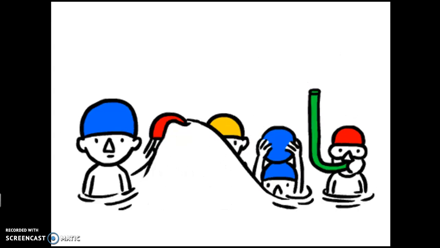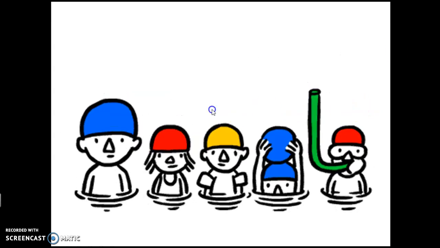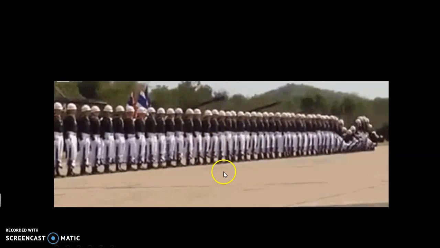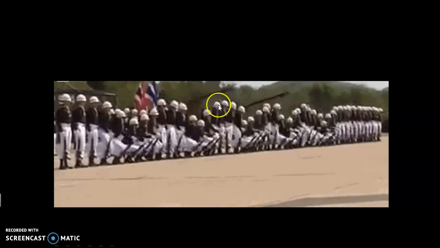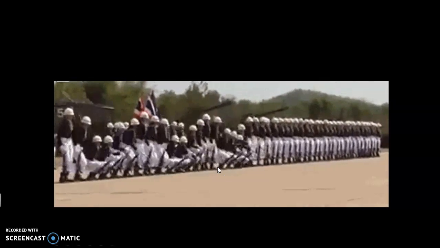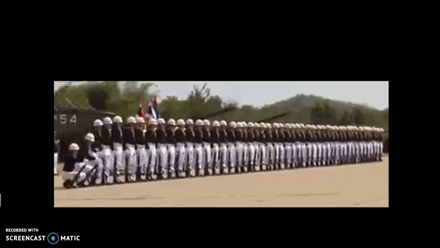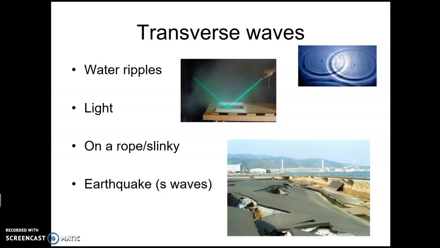Okay, so this is an example. The wave is going from right to left. The people are oscillating up and down. The soldiers here, the wave is going this way, the soldiers are going up and down. So this is an example of a transverse wave. The oscillation is at 90 degrees to the direction of energy transfer.